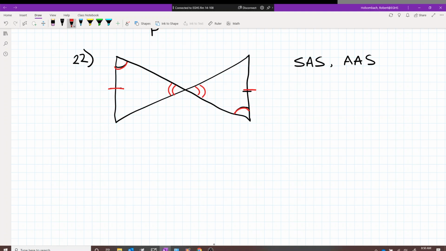So you've got an angle on a side, and an angle on a side. Alright? Side angle side needs two sides that are congruent. That's not happening. Angle side is what you've got. Two angles and a side congruent to two angles and a side.